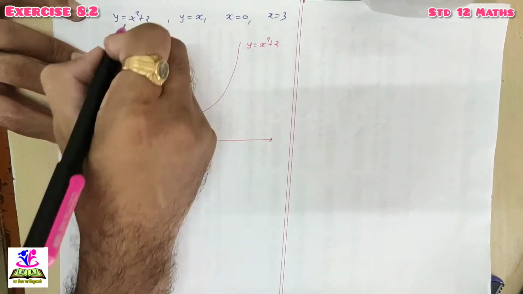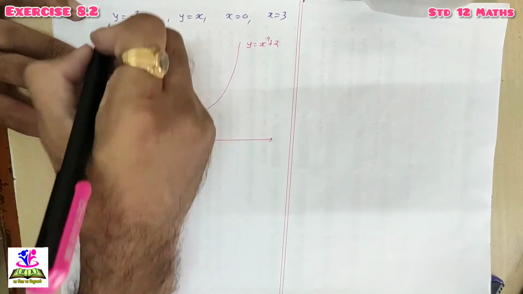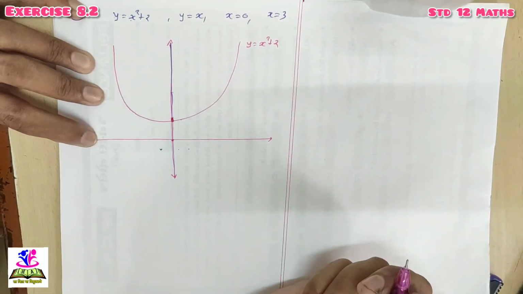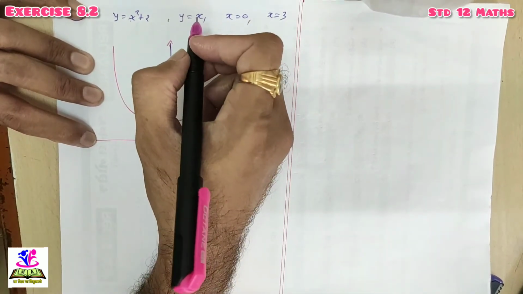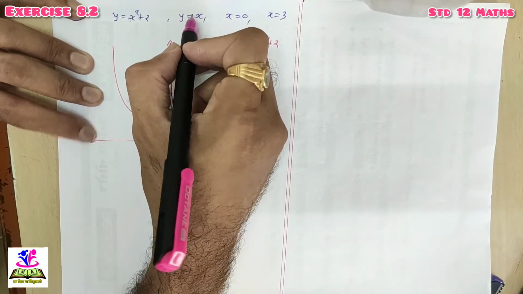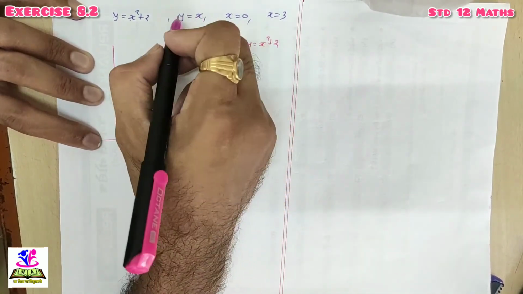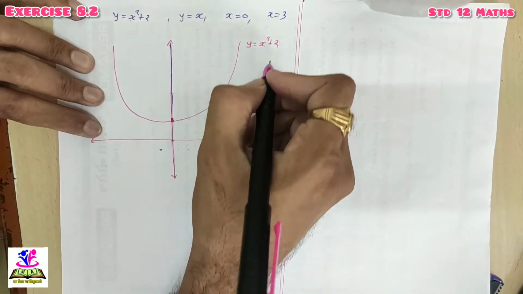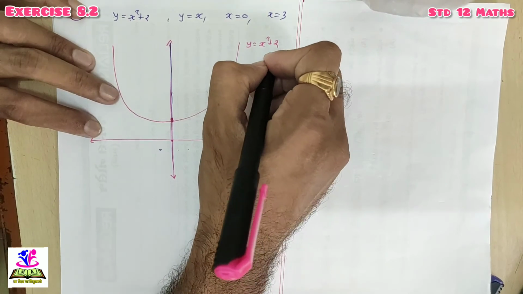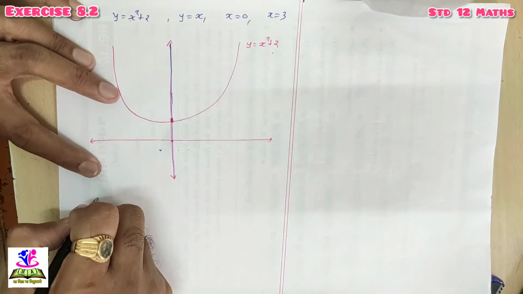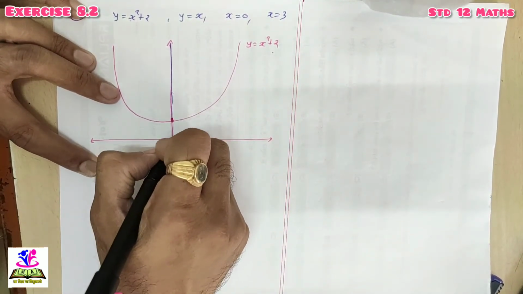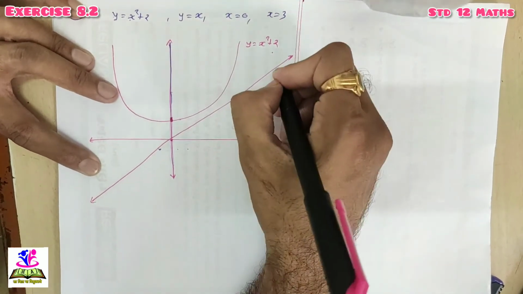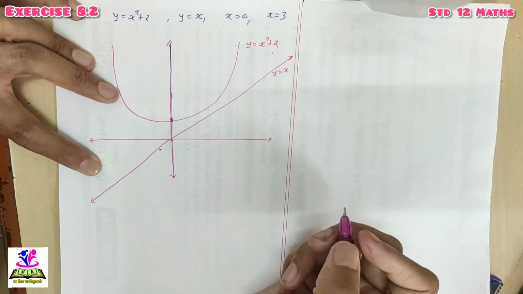Done. For x equal to 0, put it: y will be 2. So the vertex of the parabola will come here. Done. Now the second line is y equal to x. What is y equal to x? It's a line passing through the origin of our graph, with a slope of 45 degrees. So this is the graph of the y equal to x line.